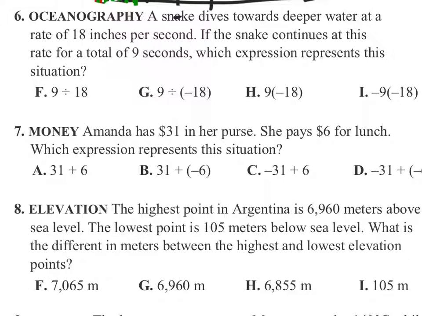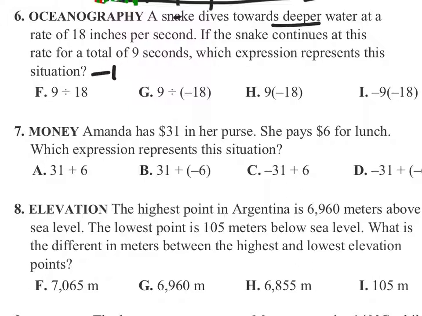A snake dives towards deeper water at a rate of 18 inches per second. If the snake continues at this rate for a total of 9 seconds, which expression represents this situation? Well, since it's diving deeper into the water, it's going downwards into the water, which means we should have some kind of negative value. But it's going to do this for 9 seconds, right?